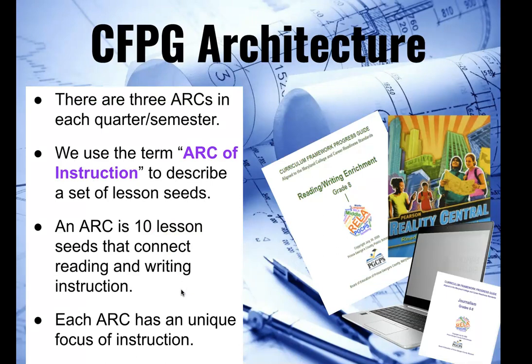The architecture of the CFPG for the Reading and Journalism course follows the same structure as the middle school RELA courses. There are 3 arcs in each quarter. The term arc of instruction describes the set of lesson seeds where each arc has 10 lesson seeds that connect with reading and writing instruction. Each arc has a unique focus of instruction.